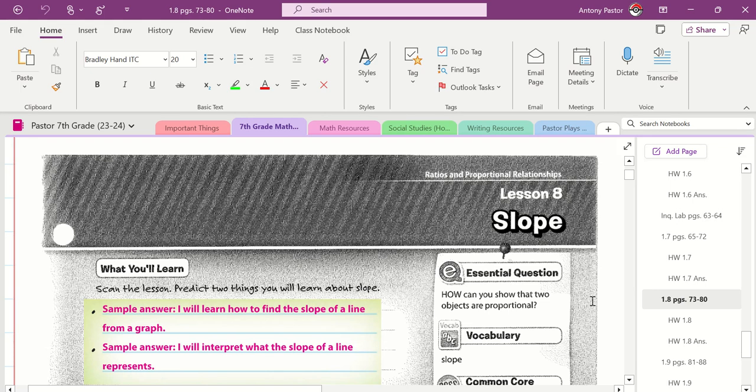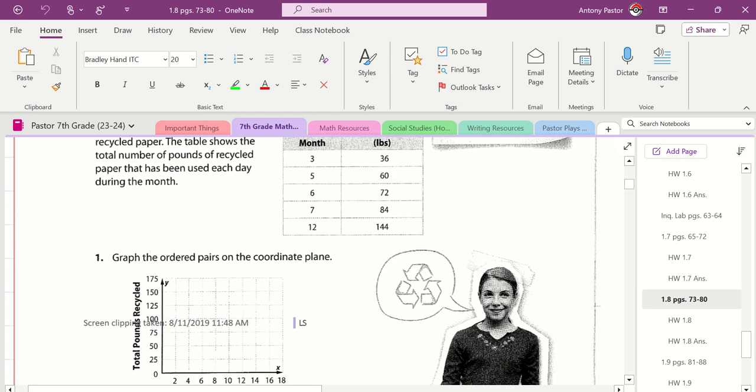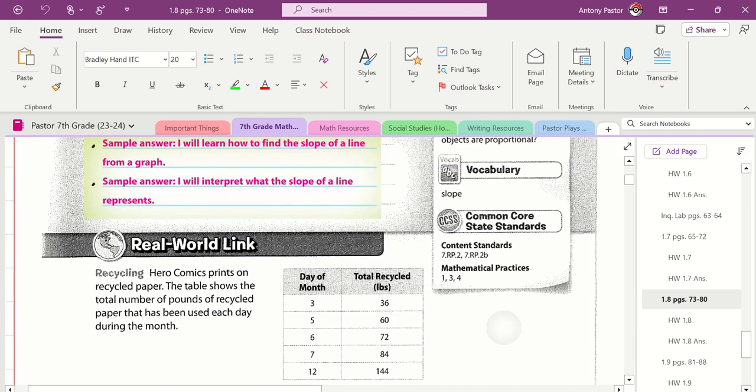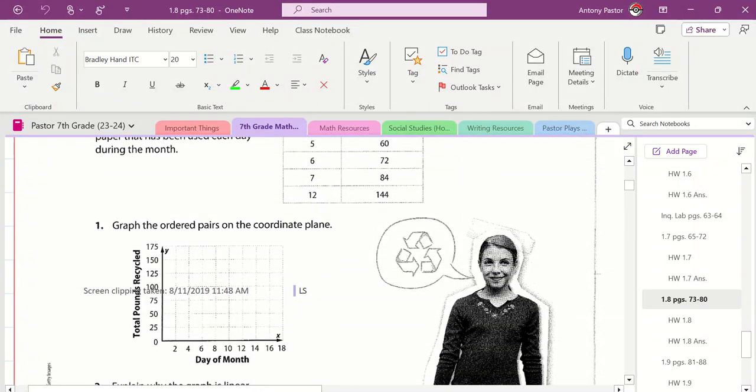Hello, today we're going to be doing 7th grade math. We're going to be focusing on chapter 1, lesson 8. Today we're going to learn about slope. So, what is slope? Let's go ahead and look at our notes here.